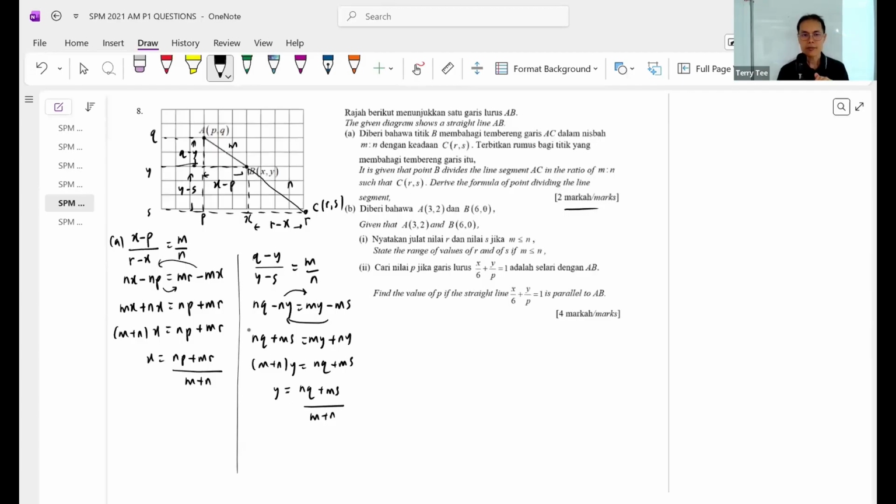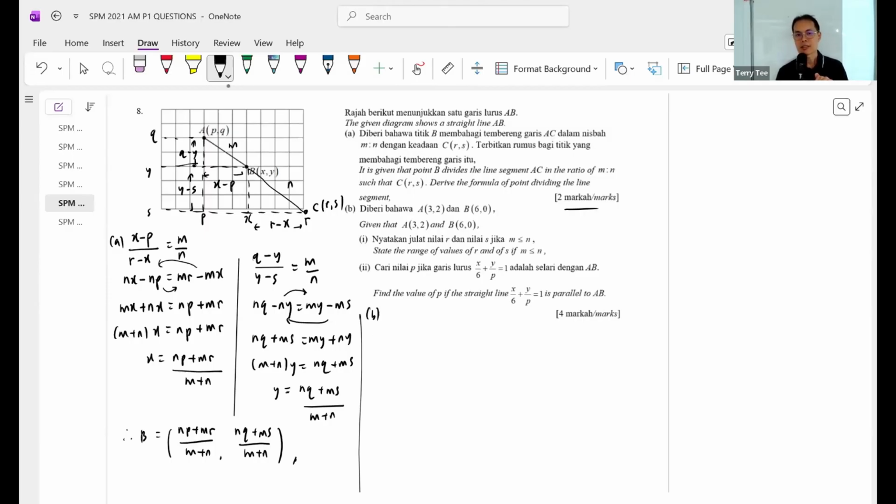So you got your x, you got your y. I just put them together. Okay, let me get rid of this. So therefore, you're finding b, right? Therefore, b is your x and y: np plus mr over m plus n, followed by nq plus ms over m plus n. There you go. That is your part A. Very long, only 2 marks.